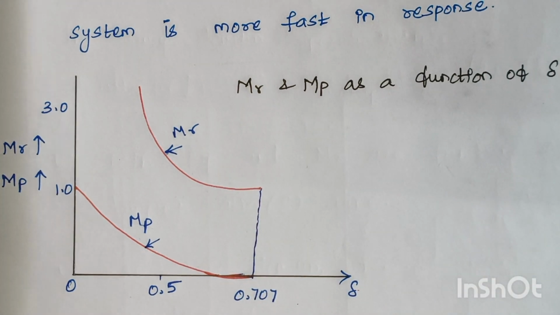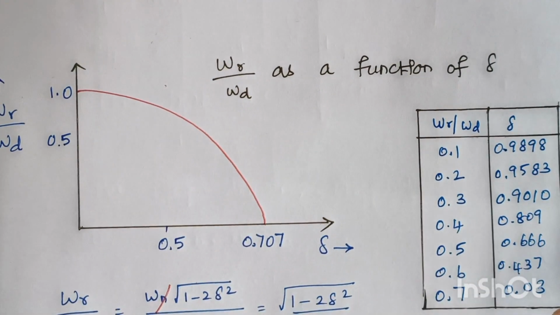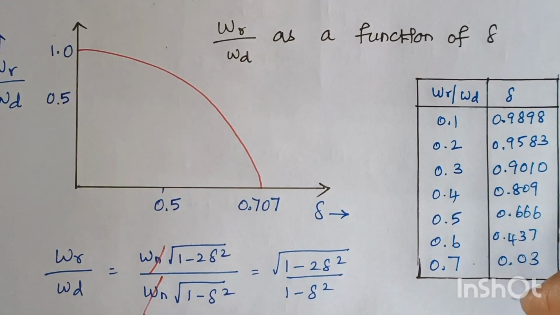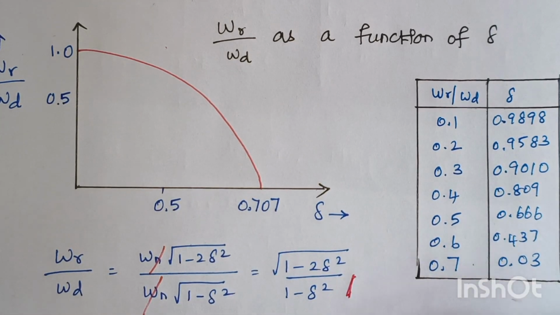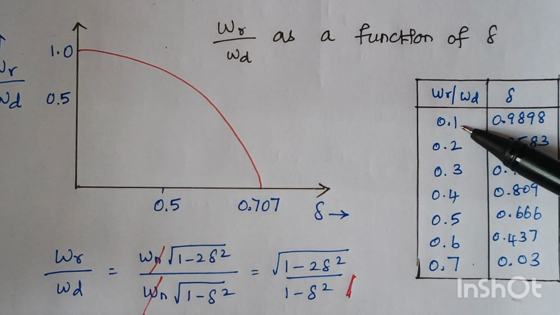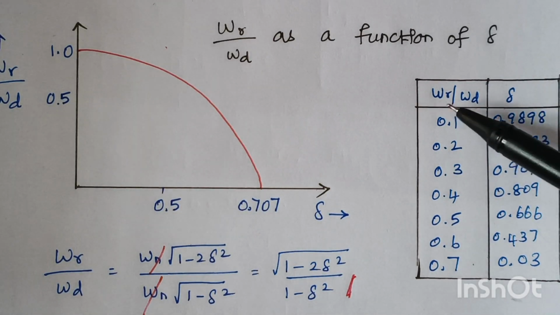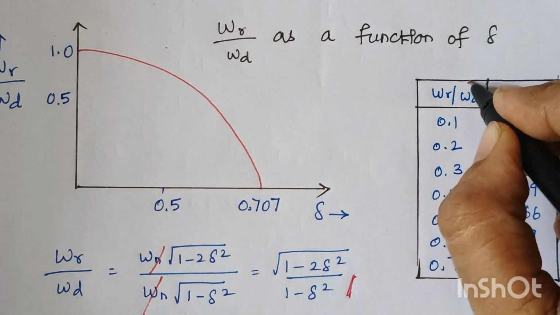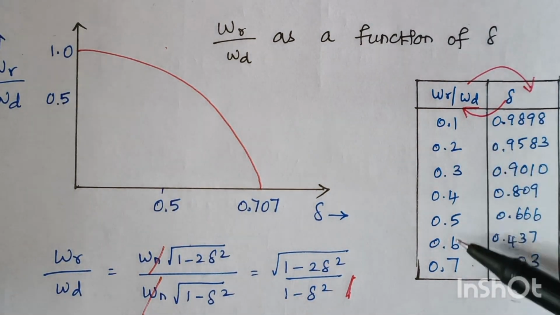The next thing is the ratio of omega r by omega d as a function of zeta. Just substitute the formulas. Here I have omega n, so both these terms cancel each other, and finally omega r by omega d is given by this expression. I had taken random values, starting from 0.1 to 0.7, and found the values of omega r by omega d. Here it is the omega r by omega d ratio and here it is zeta, that is the damping ratio.